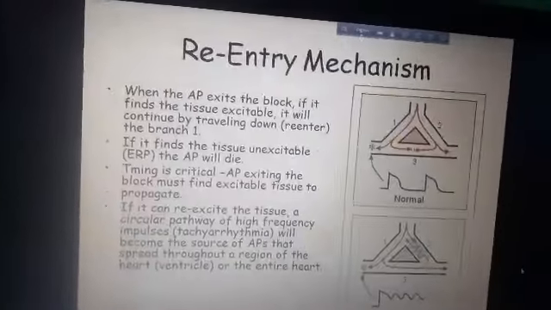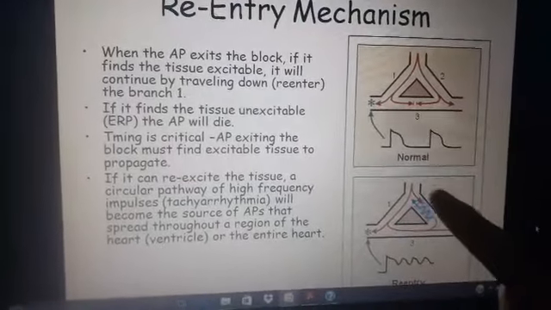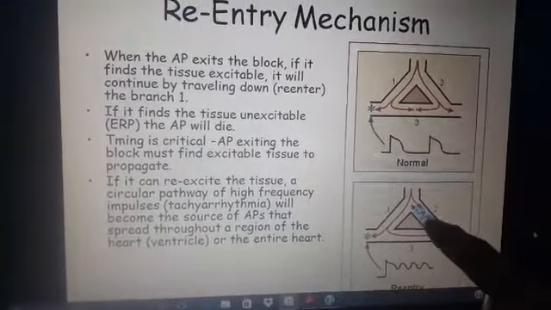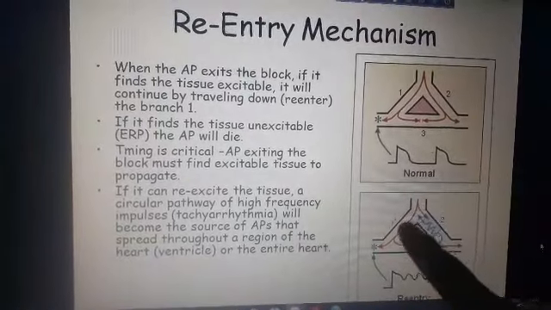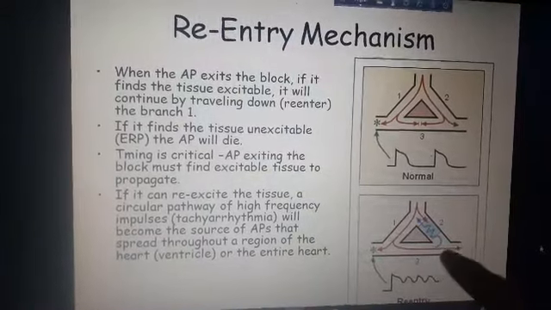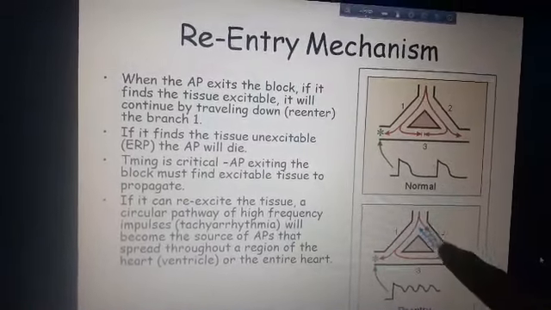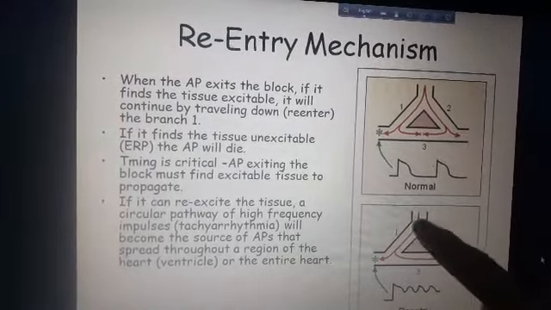So re-entry is happening because the fast pathway has a longer refractory period, and the impulse is propagated via the slow pathway, which has a shorter refractory period. But when the impulse comes to the fast pathway, if it finds it excitable, then only will it travel through this.